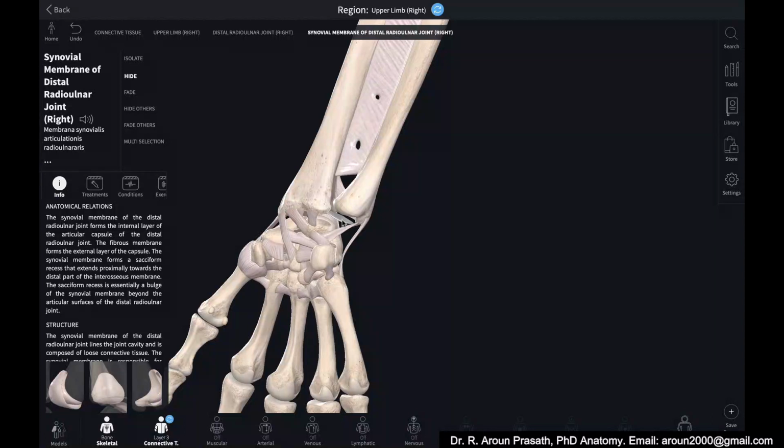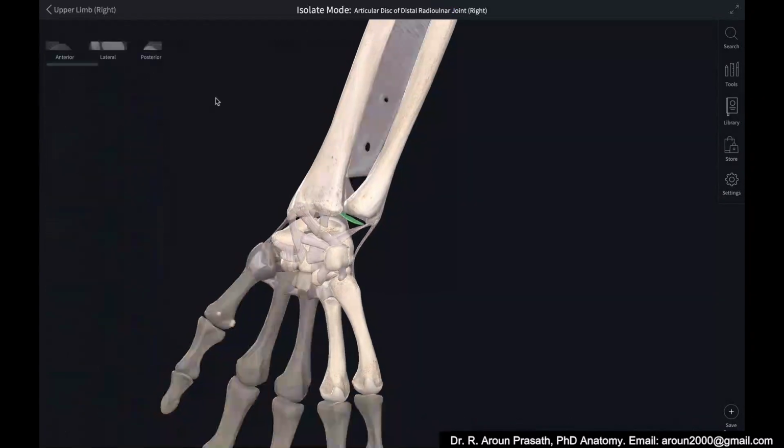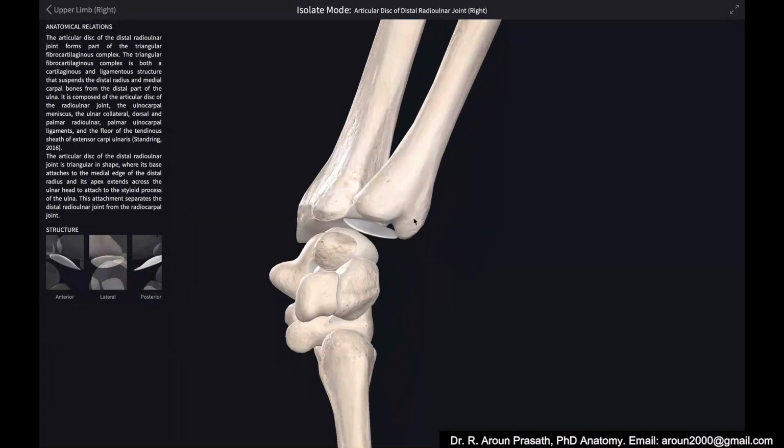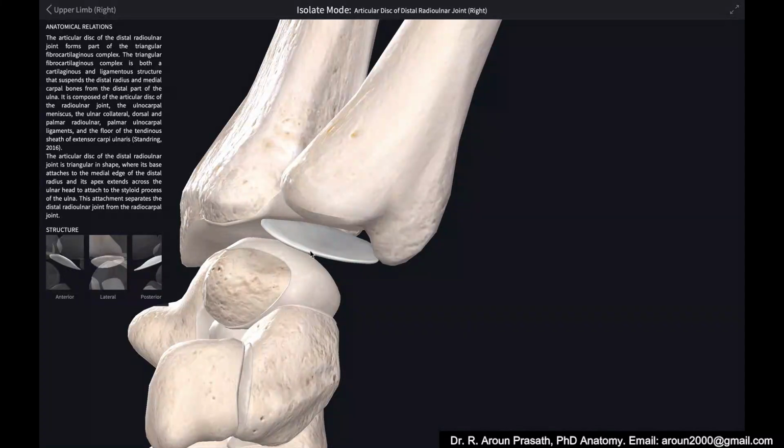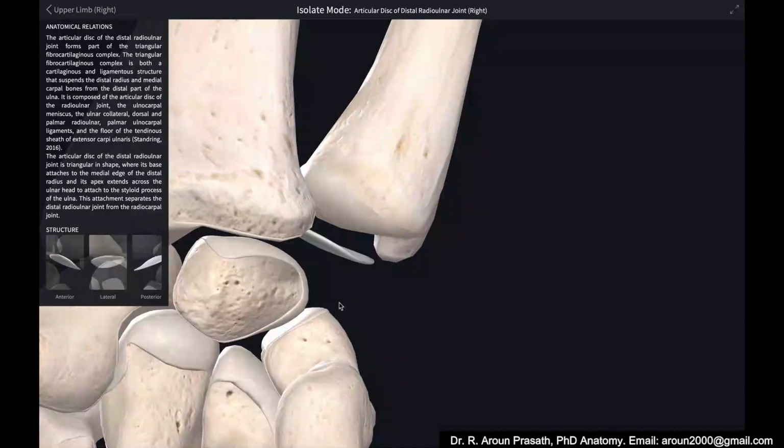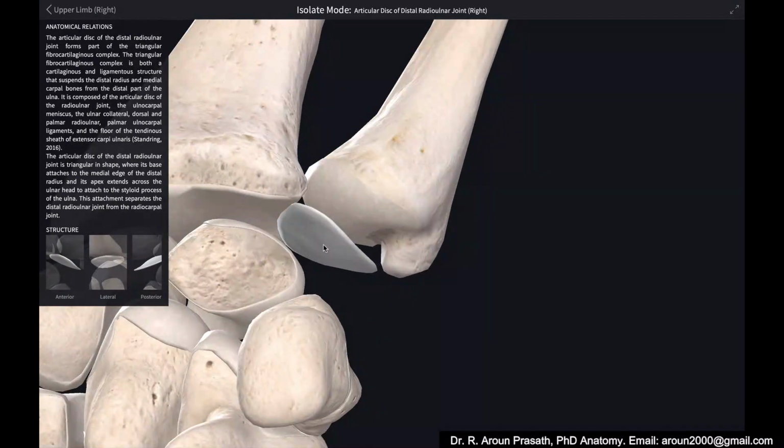Okay, this disc prevents the relationship between the ulna and the carpal bones. That's why the ulna is not a part of the wrist joint. It is present in the wrist, it's taking part, but it does not have any relationship with the carpal bones, because this fibrocartilaginous disc is preventing the relationship between the carpal bones and the head of the ulna.